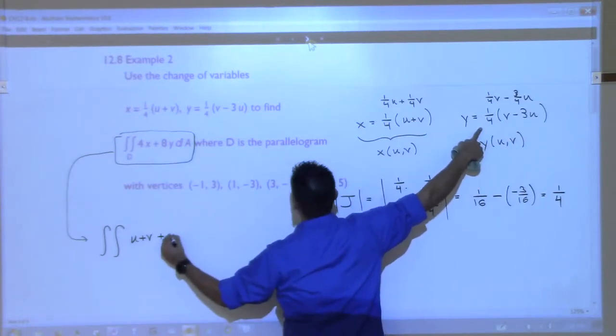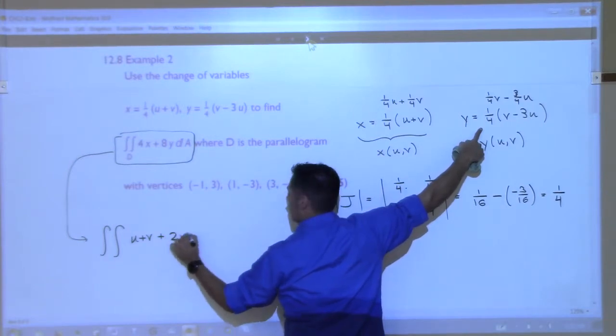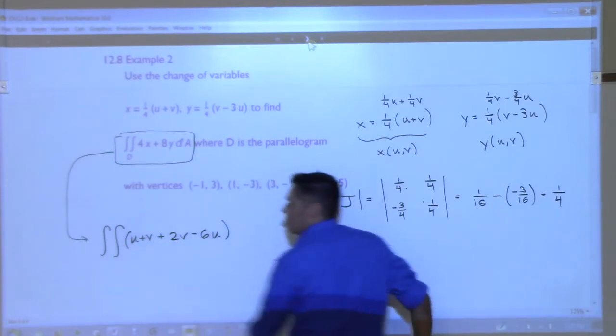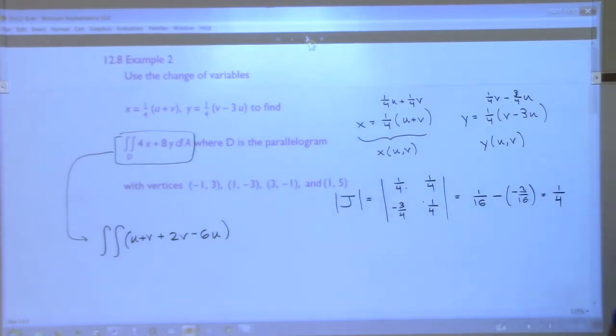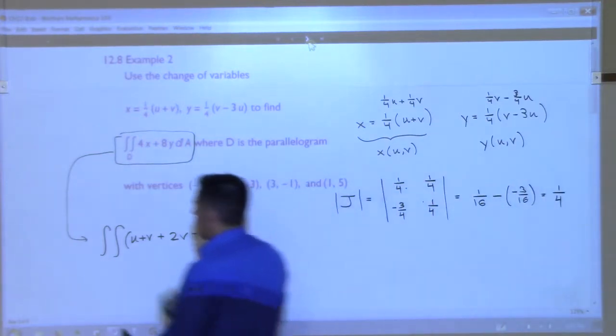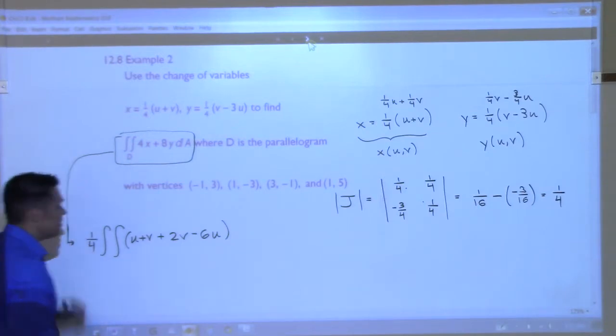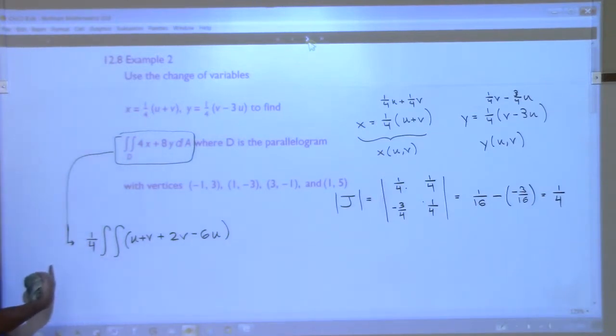So 2v minus 6u. You'll see that? That's what we're integrating. Now what? We need the Jacobian now, 1/4. So why don't we just stick that 1/4 on the outside because it's a constant, right? So it can come all the way out.